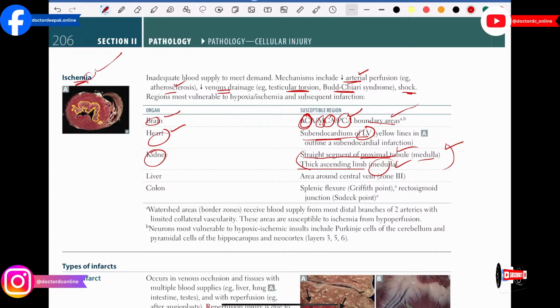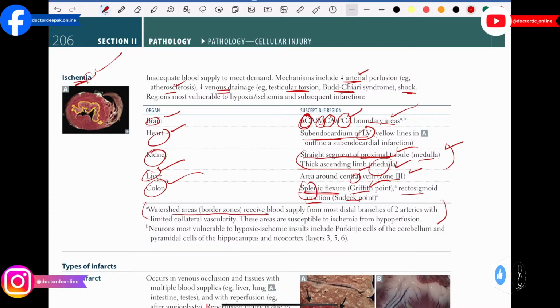These are the two organs which are more vulnerable to hypoxia and ischemia. Then in the liver, the area around the central zone, which is called zone 3, is going to be injured more. Then in the colon, the splenic flexure, which is called Griffith point, and the rectosigmoid junction, which is called Sudeck point. So these are the areas which are going to be injured more.